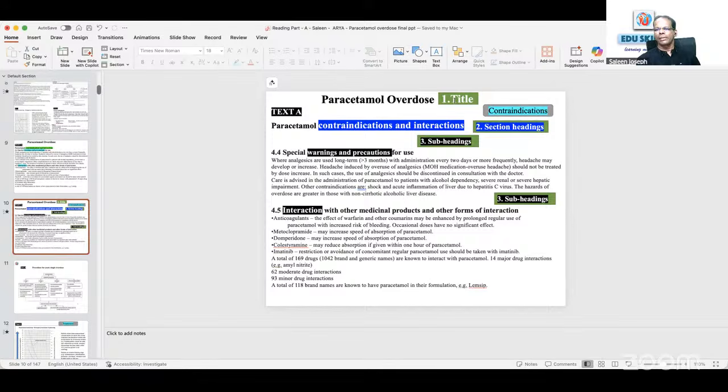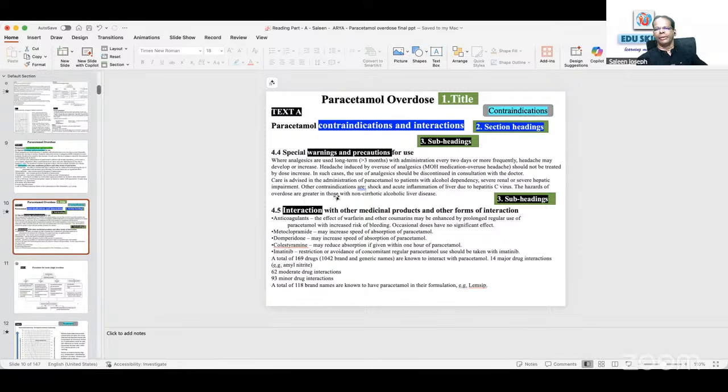So the title is paracetamol overdose. The section heading is paracetamol contraindications and interactions. The subheadings are special warnings and precautions for use, and interaction with other medicinal products and other forms of interaction. Here you can take it as contraindications, or if you are a beginner, always take contraindications and interactions, because the second half speaks about interaction. Whenever there is a keyword connected to interactions, precautions, warnings, or interaction with other medicines, all these will be from this text A. Hope you understood.